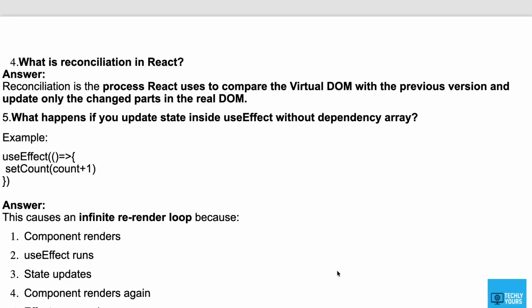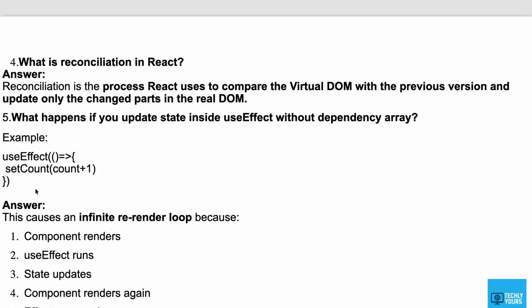Then the next question is, what happens if you update state inside useEffect without a dependency array? The syntax is useEffect, and you have directly put setCount(count + 1) without a comma and the square brackets, which is the dependency array. So the square brackets you see, whatever you write within that is the dependency array.